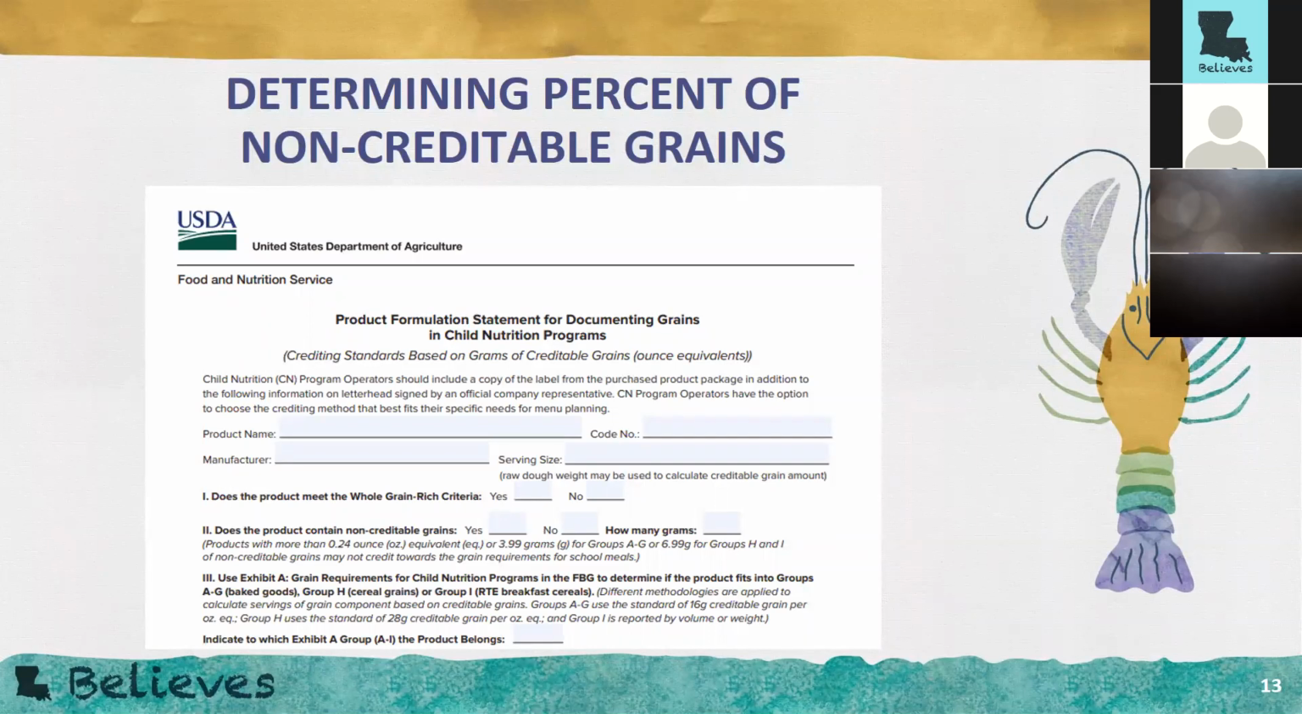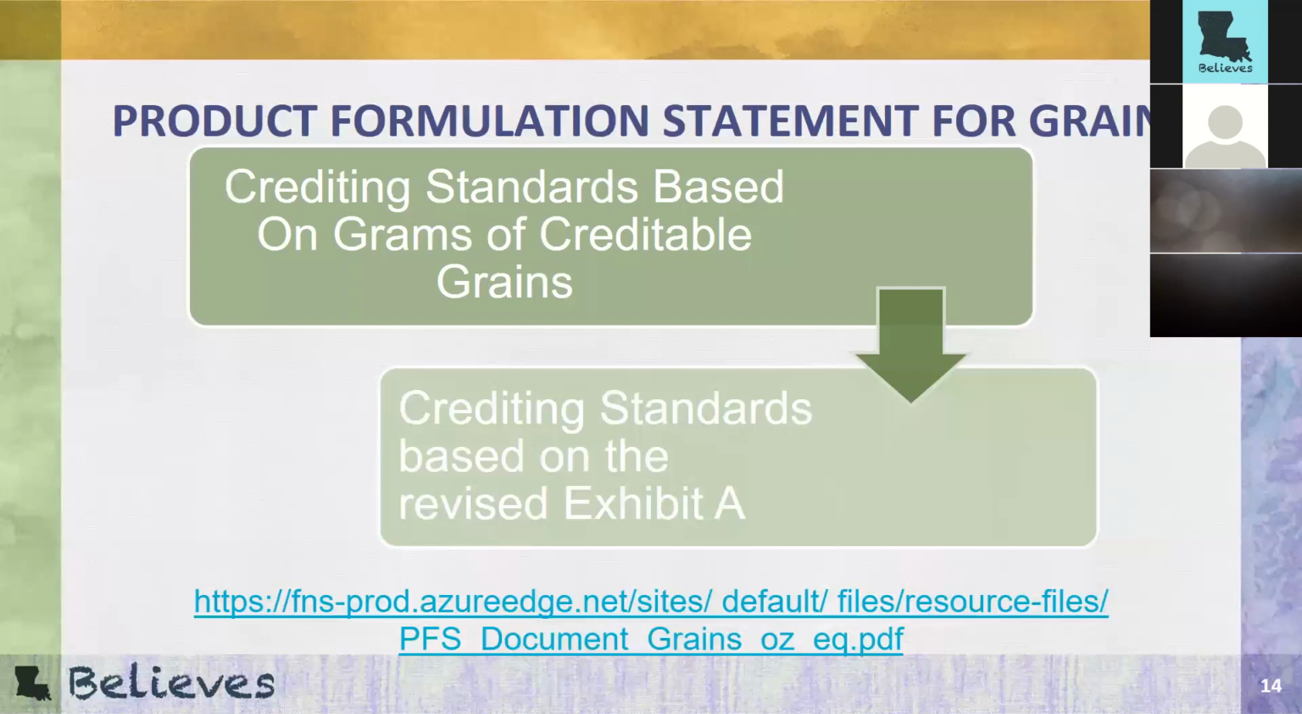If the statement is not on the ingredient label, the manufacturer would need to complete the product formulation statement. The form requires the manufacturer to complete the number of grams of non-creditable grain. And they must also certify that the non-creditable grain is not above the 0.24 ounce equivalent per portion. The product formulation statement for grains can be found at the link that's on this slide. The statement includes crediting standards based on grams of creditable grains and crediting standards based on revised Exhibit A, which is done in weights per ounce equivalent.